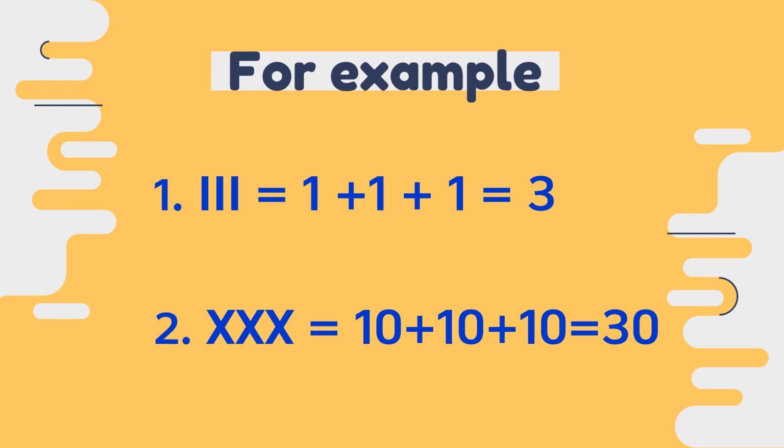In the second example, X is repeated 3 times. So, we need to do addition once again. As we know, the value of capital X is 10. Here, 10 is also written 3 times. That is 10 plus 10 plus 10 is equal to 30. Children, here we are learning to write the Hindu-Arabic number for the given Roman numeral.